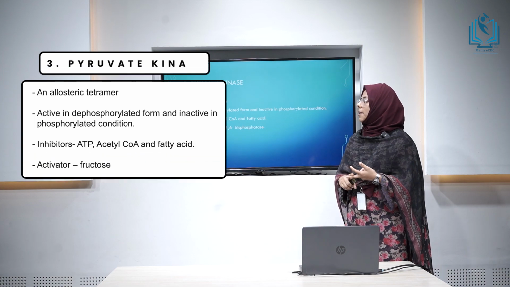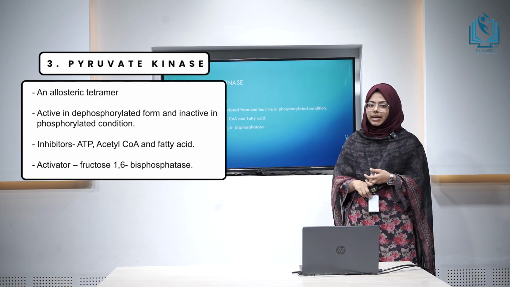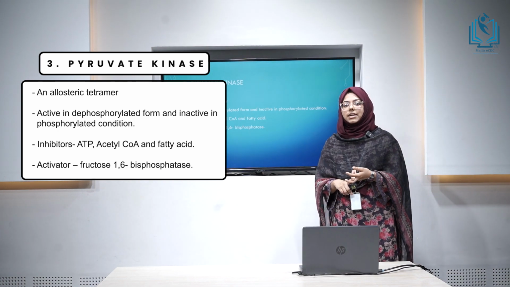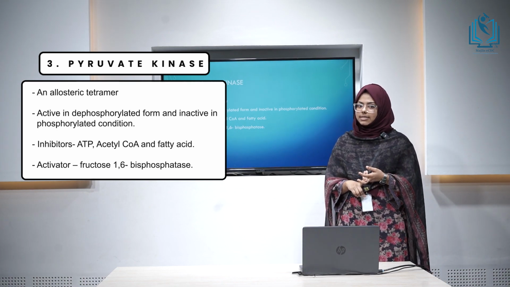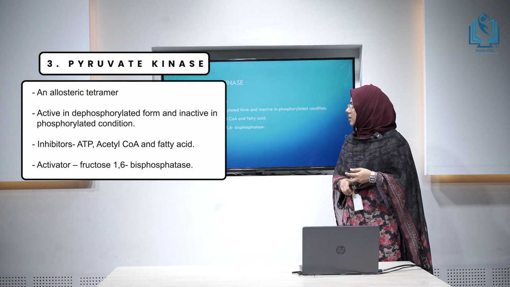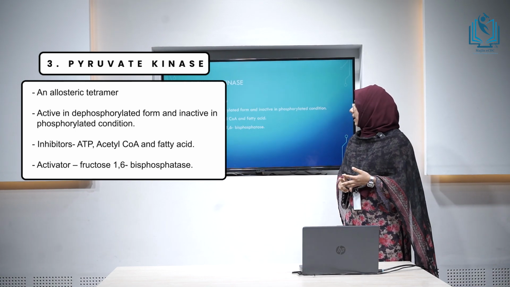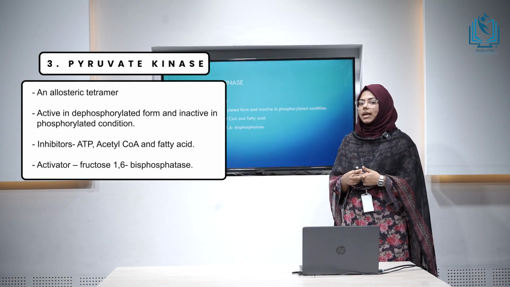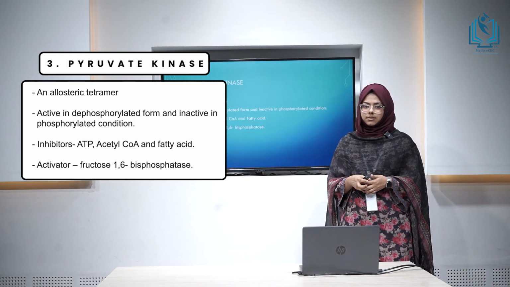The third one is pyruvate kinase. It is an allosteric tetrameric enzyme which is active in its dephosphorylated state and inactive in its phosphorylated state. The inhibitors for this enzyme are ATP, acetyl-CoA and fatty acids, while the activator for this pyruvate kinase enzyme is fructose 1,6-bisphosphate.